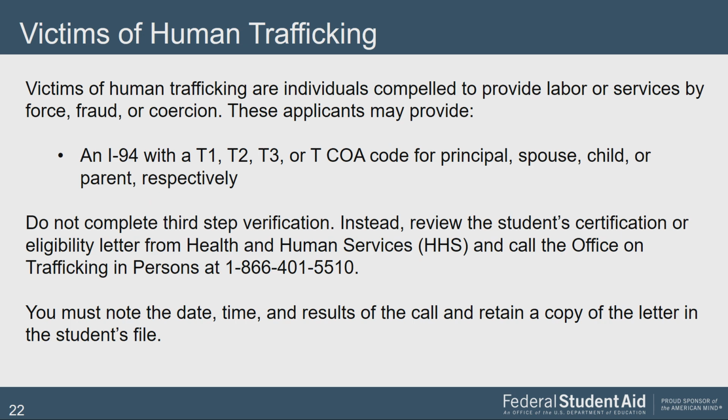A victim of human trafficking is an individual compelled to provide labor or services by force, fraud, or coercion. These individuals may have an I-94 with some version of a T code on it, and you don't complete third step verification in the method that Maria will talk about momentarily. You actually call the Department of Health and Human Services, and you note the time and date of that call. And there's a lot more information about this immigration status in Dear Colleague Letter GEN-06-09.